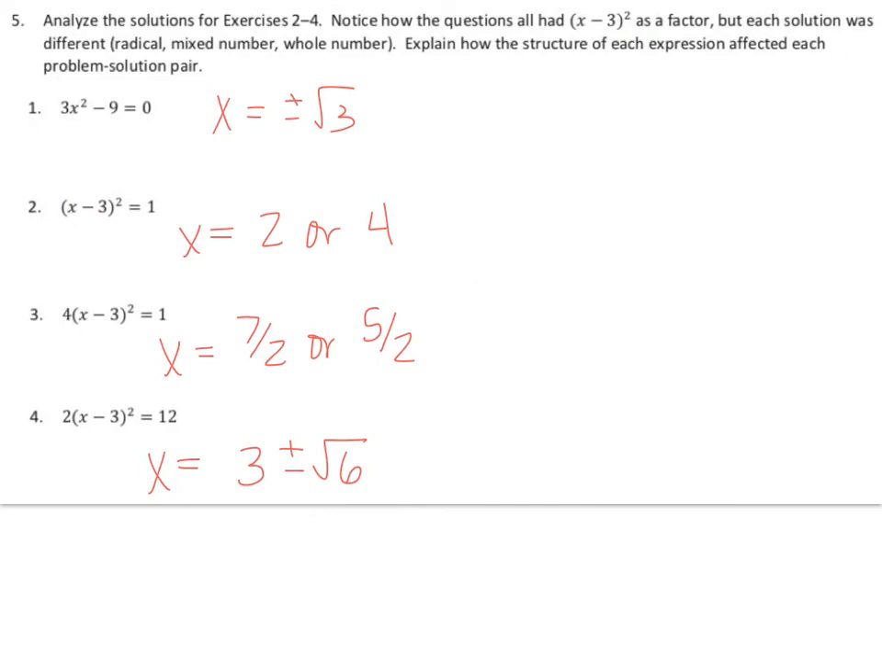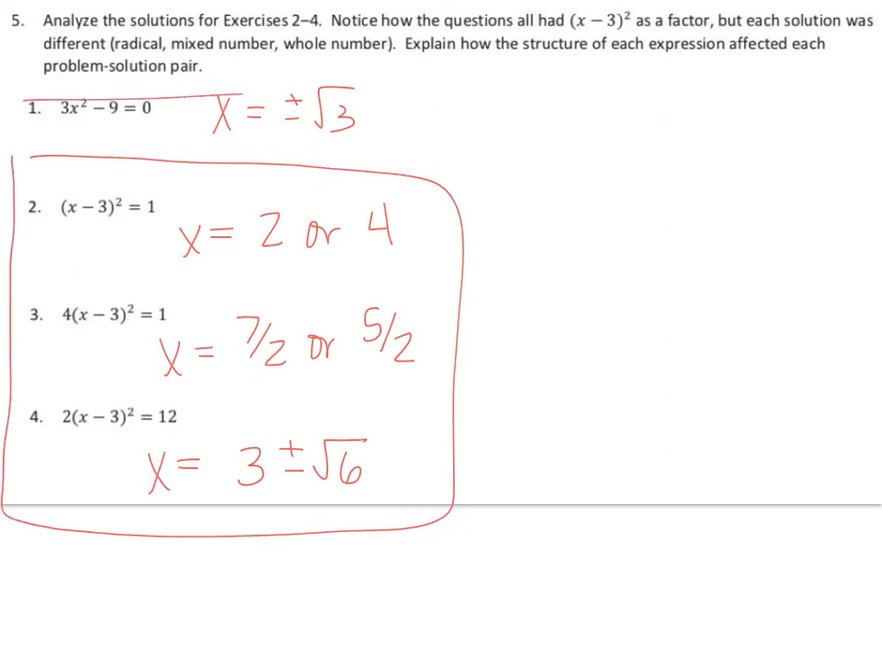Now this problem, number 5, says analyze the solutions for exercises 2 through 4. Basically, I did not need to put 1 on here. Notice how the questions all had x minus 3 squared as a factor, but each solution is different. I have a radical, a mixed number, and a whole number. Explain how the structure of each expression affected each problem solution pair.